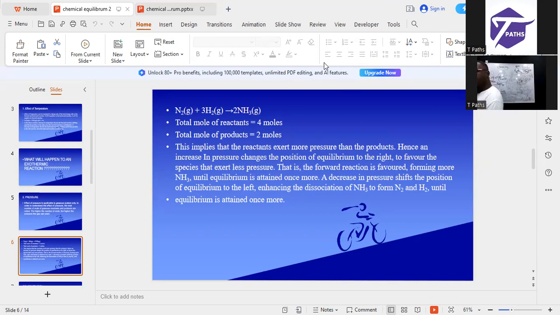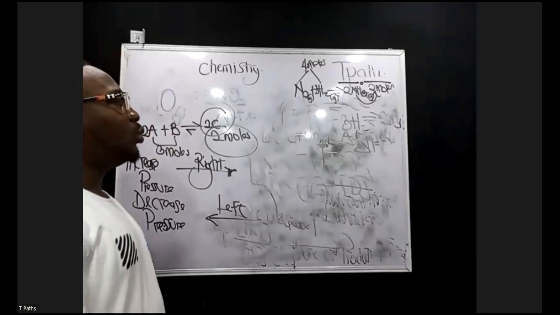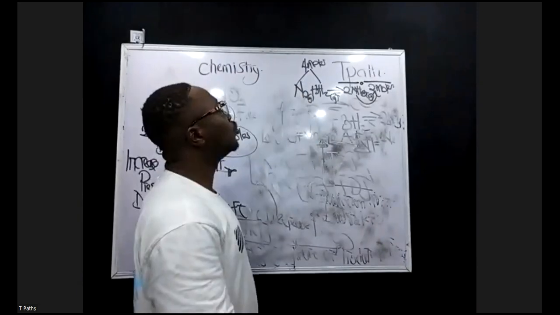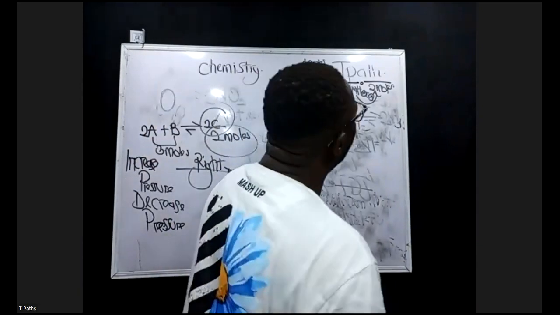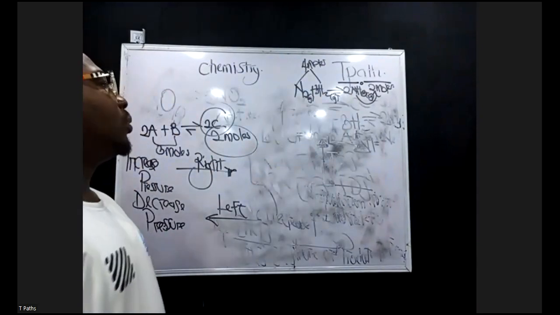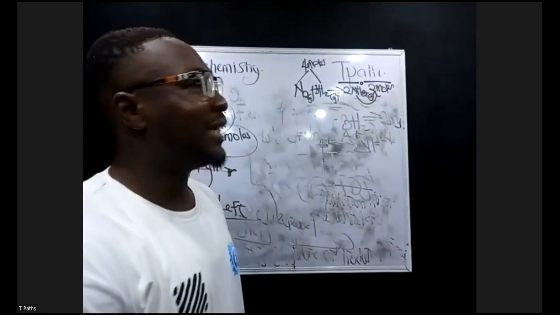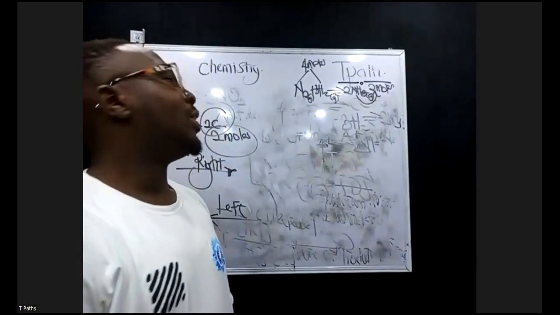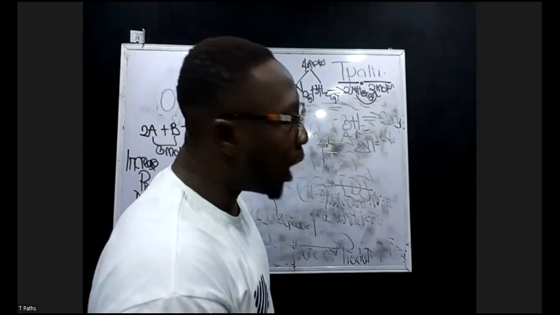Let's go back to it. We recall that when we increase pressure, equilibrium shifts to the side with the fewest number of moles. And we observe that on the left-hand side, we have 4 moles. On the right-hand side, we have 2 moles. So if I increase pressure, equilibrium will shift to the right. We have more ammonia formed. So you need to understand things like this. In terms of pressure, for you to favor ammonia, you have to increase the pressure.